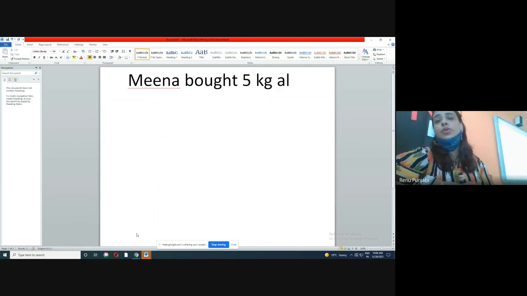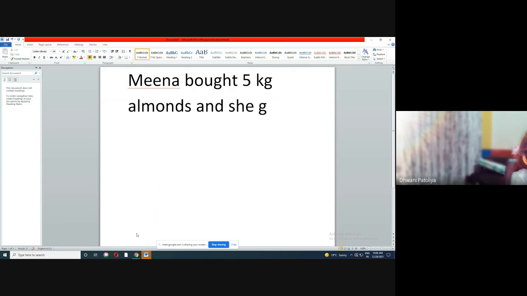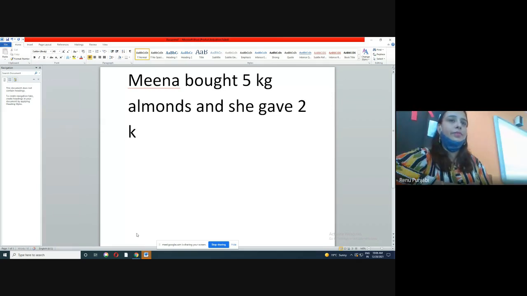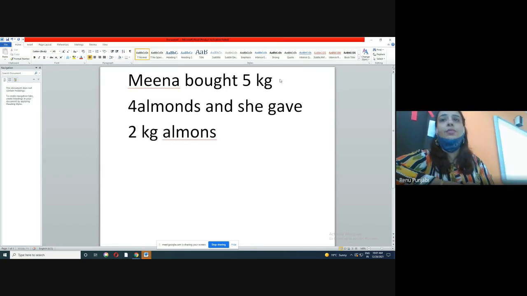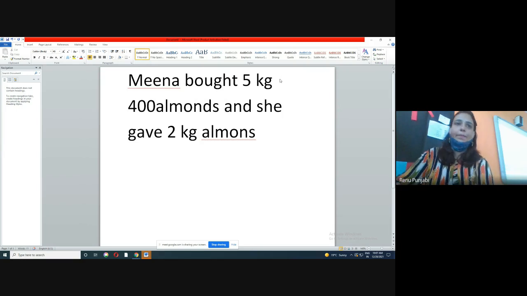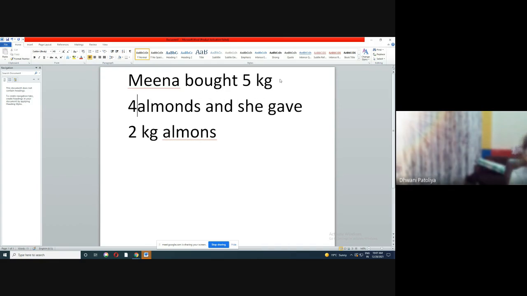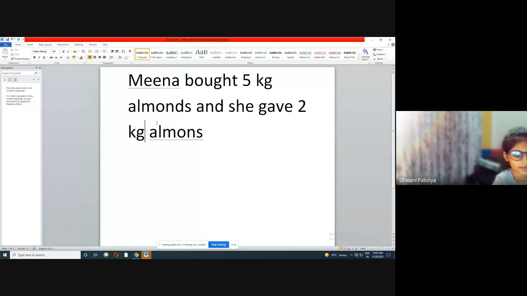You can make the story problem based on subtraction also. Nina bought 5 kg almonds. And you can make it in this way, she gave 2 kg. Ma'am, I was making that only. And take something in the grams also, so it will be very nice to subtract. Okay, and she gave 2 kg 400 grams to her friend. No, no, in 5 kg, only take 5 kg. Understood? Okay.